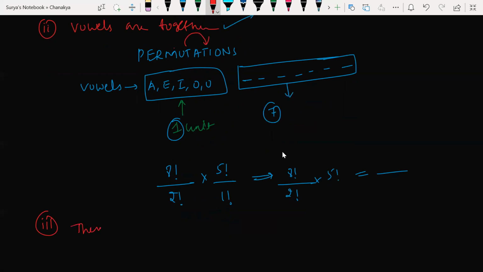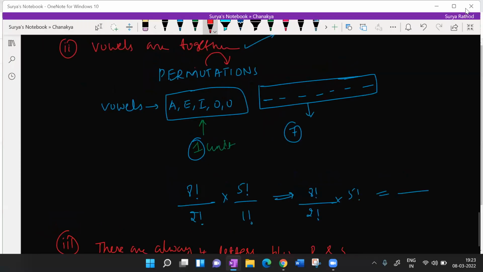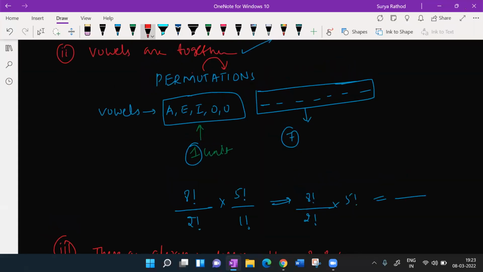The third condition is there are always four letters between P and S. Make it fast. Solve this question, guys.